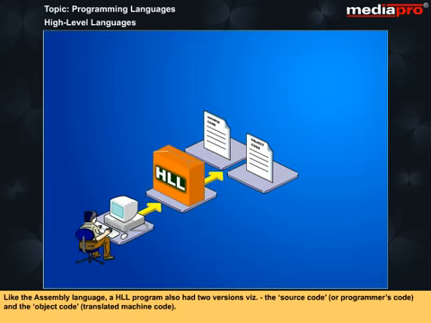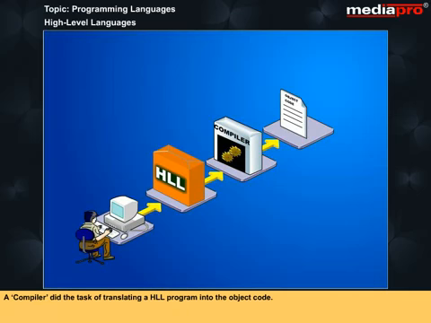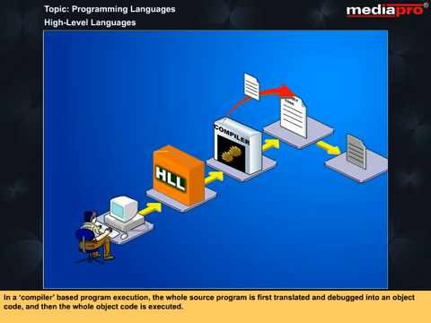Like the assembly language, a HLL program also had two versions, that is, the source code or programmer's code and the object code or the translated machine code. A compiler did the task of translating a HLL program into the object code. In a compiler-based program execution, the whole source program is first translated and debugged into an object code, and then the whole object code is executed.